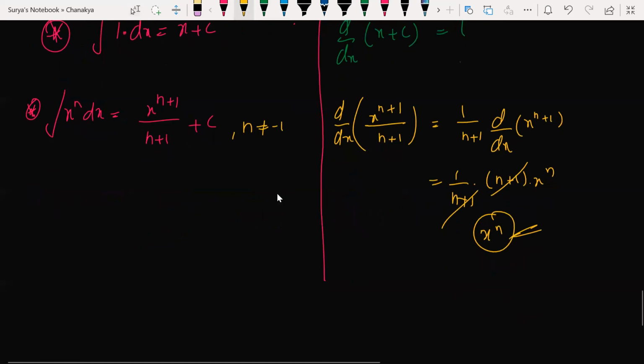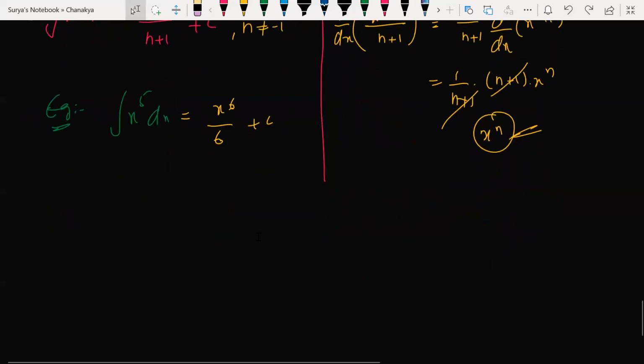Now let's talk about an example. Integral of x to the power of 5 dx is what? Adding one to the power, in the numerator, x to the power of 6 by 6 plus c is the answer. Is it clear? Whatever the power you have, the same number would be in the denominator as well. Very simple, right?